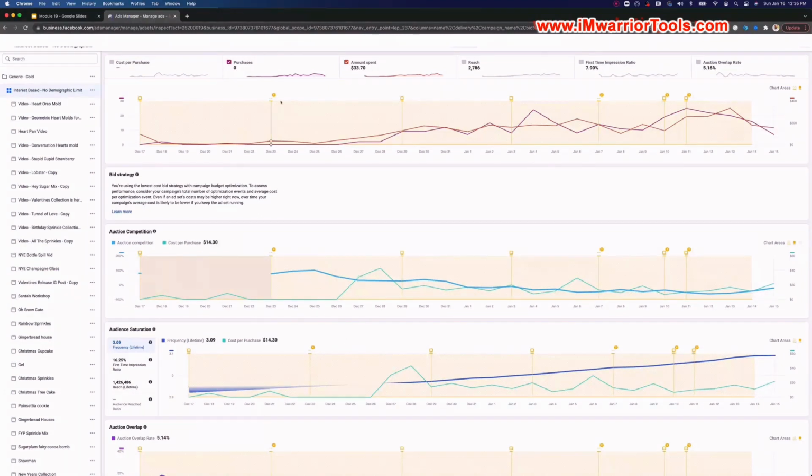You can see right here, we start to see the decrease in auction competition. And because we're scaling up right here, we're able to hit a peak scale of $256 per day. And at that same time period, we're actually minus 52. So this is such a high opportunity for scale.